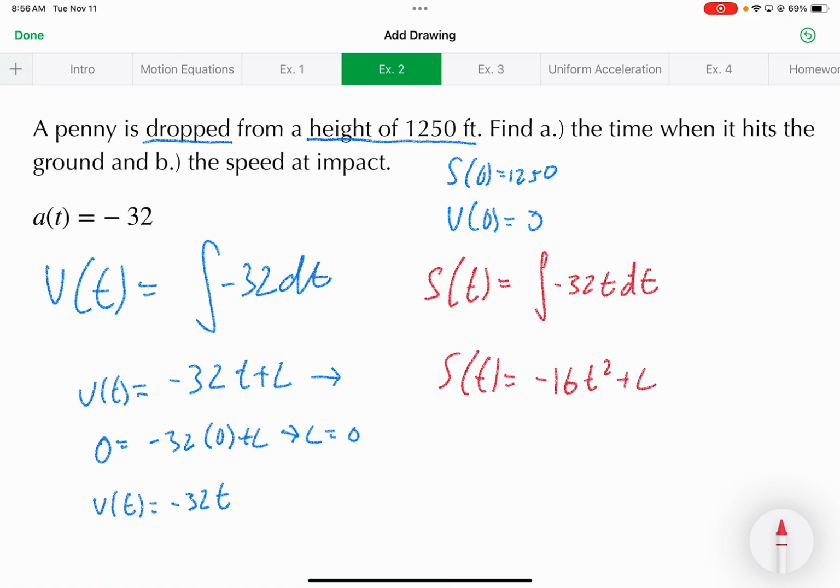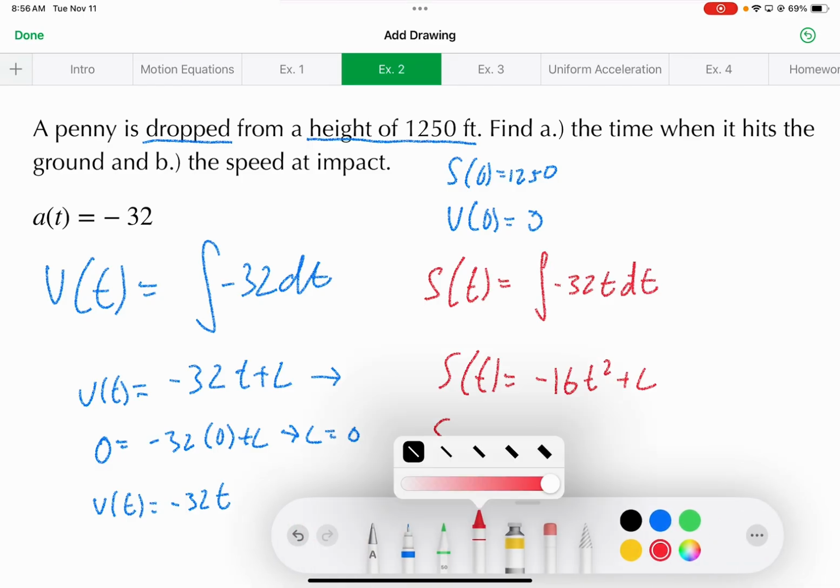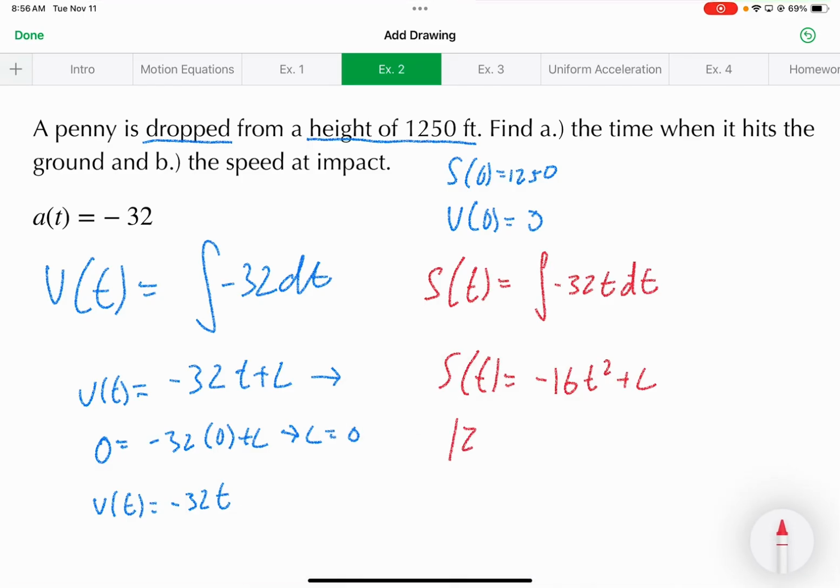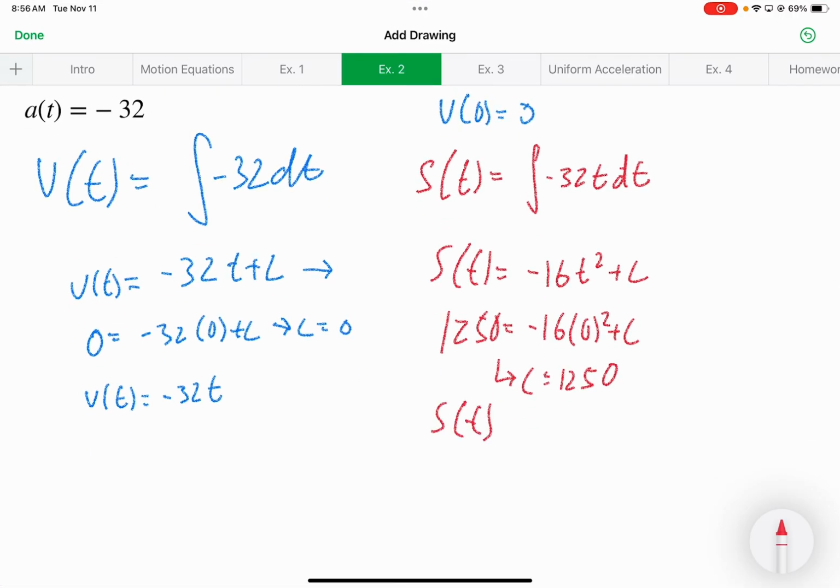Have we seen negative 16t squared before in our science classes? Physics? Have you worked with that at all? Okay, that makes sense. And then I need to find my initial height, my c value. You already told me what that is, 1250, right? How I would do that if I didn't immediately pick up on that is to set 1250 equal to negative 16 times 0 squared plus c, which of course gives me c equals 1250. So then my position function is negative 16t squared plus my initial height of 1250.